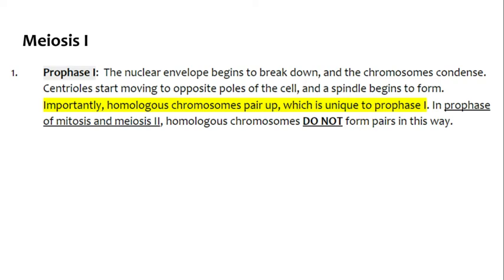In prophase 1 of mitosis, the homologous chromosomes do not form pairs in this way. So again, you're adding highlights, underlining some things, and emphasizing the "do not." So homologous chromosomes pair up. This is unique.